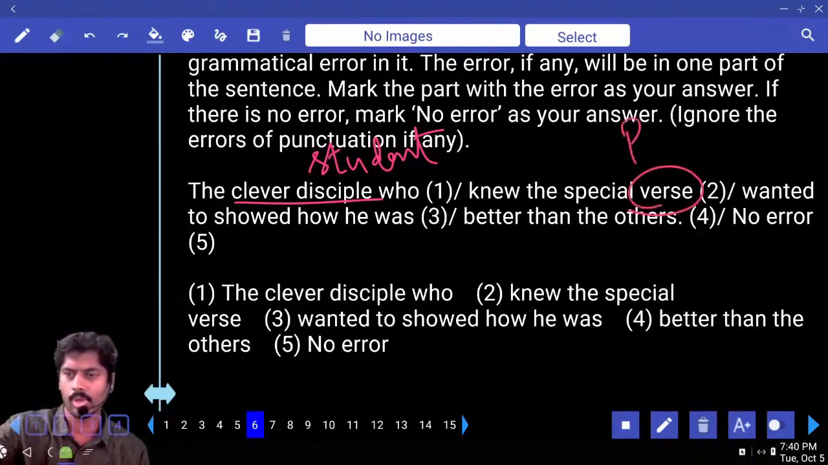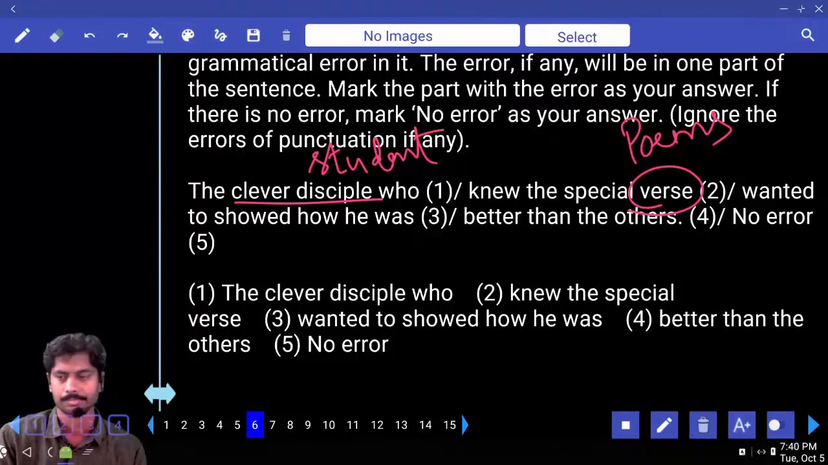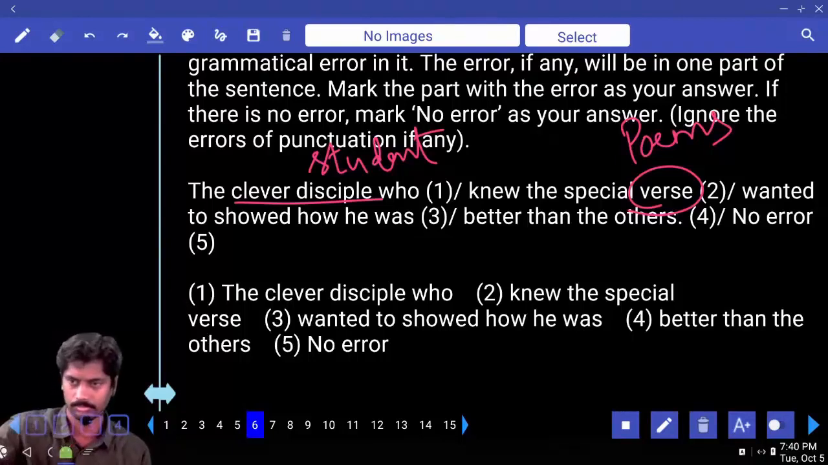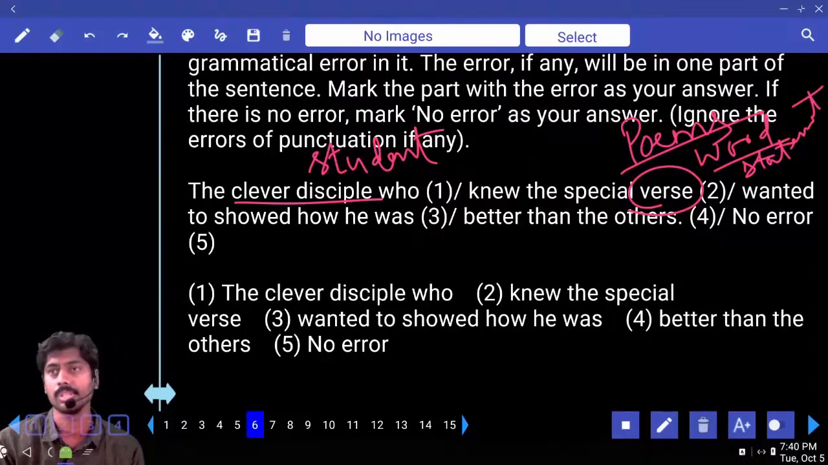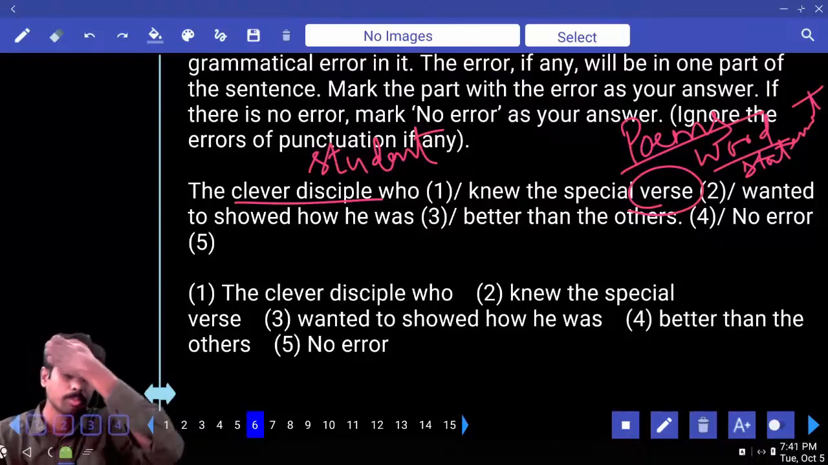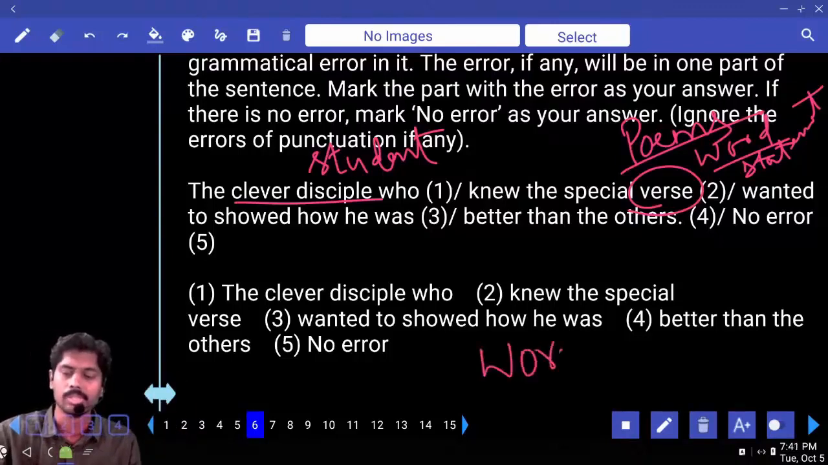Always remember, poems are generally in verses, stanzas. Poem lines are called verses. Verse is also called a word or statement. A word or a statement is called verse. VERSE. There is one more verse, whose spelling is this. It is related to bad.